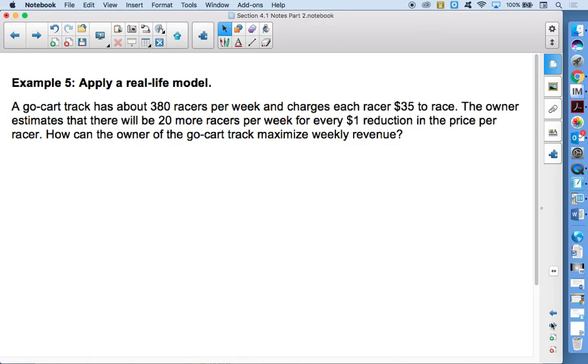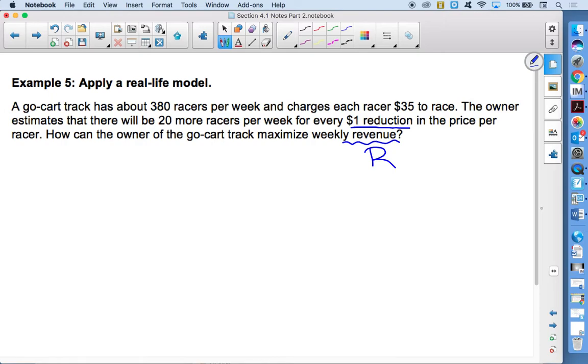So our goal is to come up with the most amount of money that he can earn. So I'm going to say that is our R. We need to think about how he can do that. And that's where the $1 reduction comes in. So for every $1 that we reduce our price, he's going to gain 20 extra racers. But we don't know how much he should reduce his price by. Should it be $1, $3, $5? What should that reduction be?